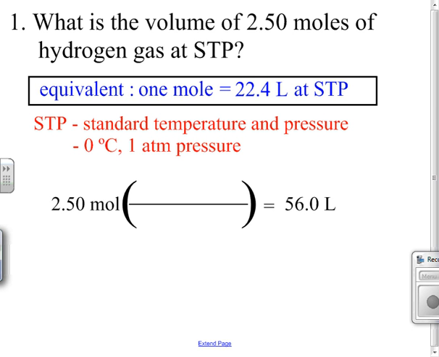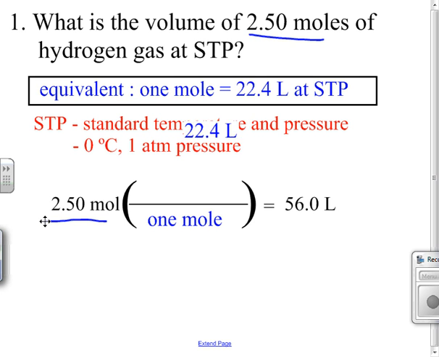And so again, dimensional analysis: you take your known, the 2.50 moles, and set it up with a pair of parentheses as such. The unit you're converting from goes on bottom. The unit you're converting into goes on top. This way moles and moles cancel, and that will give you the volume in liters.